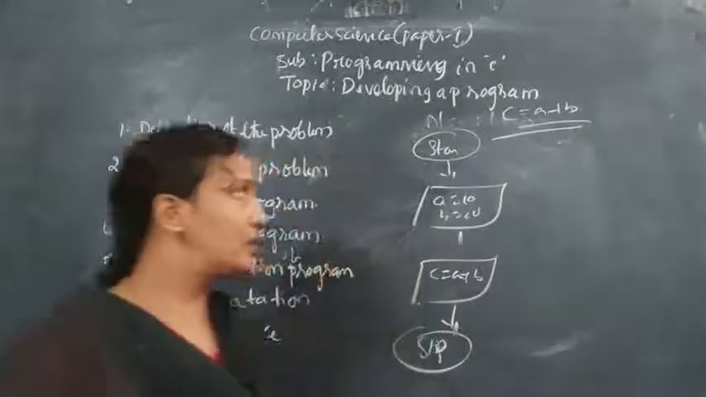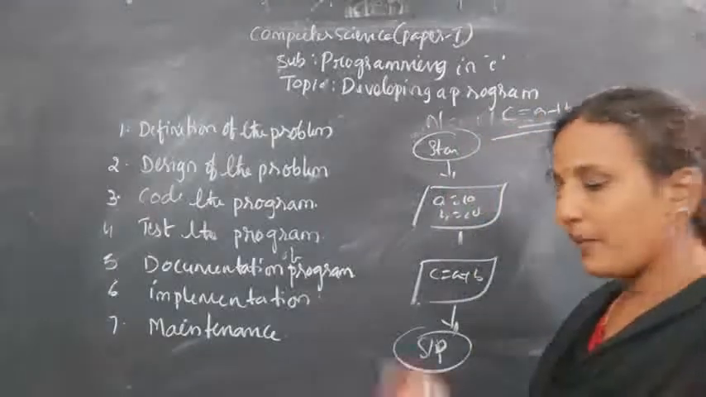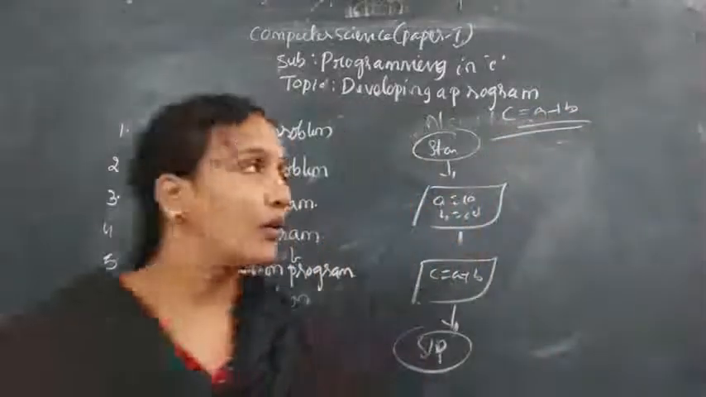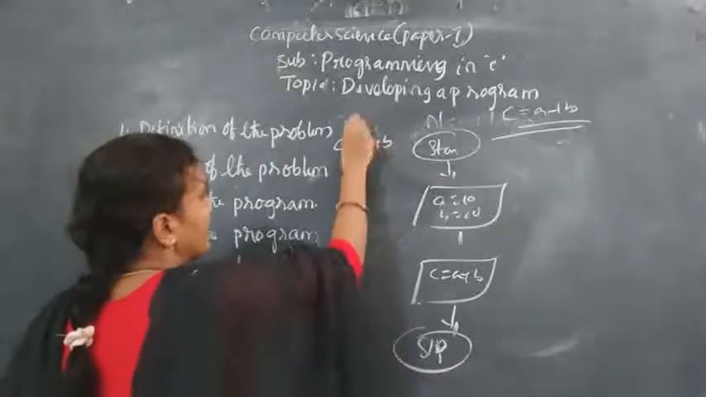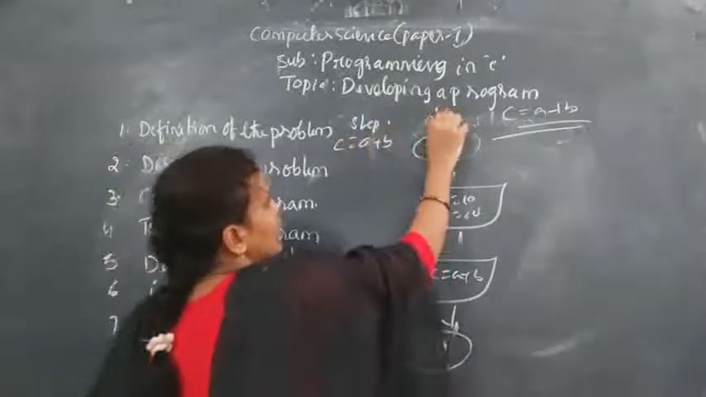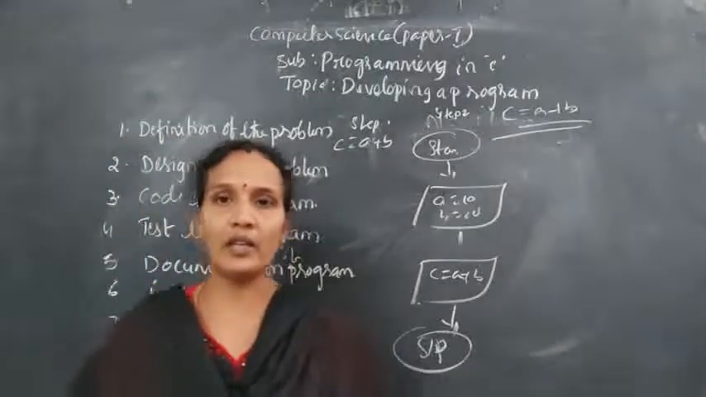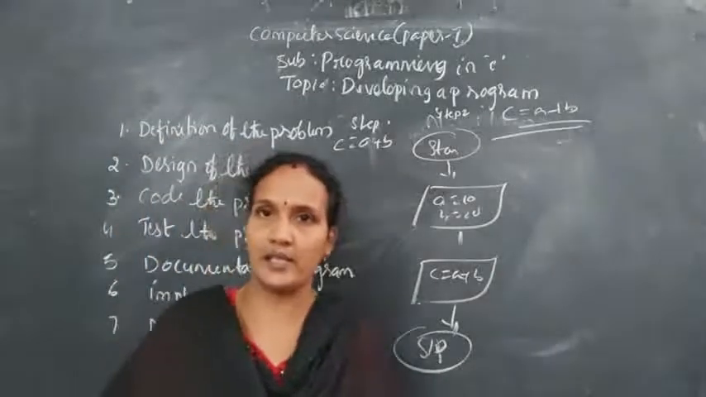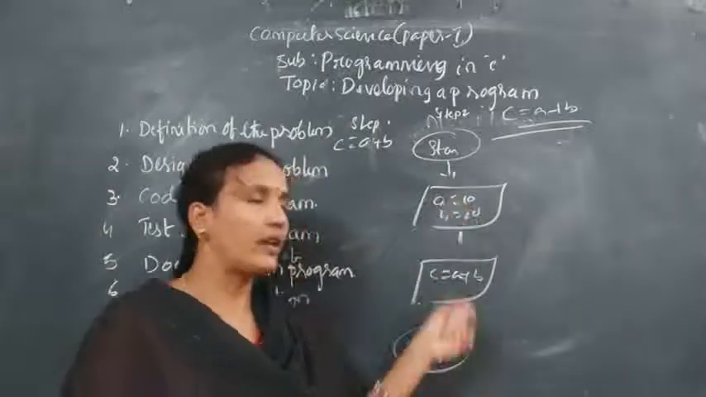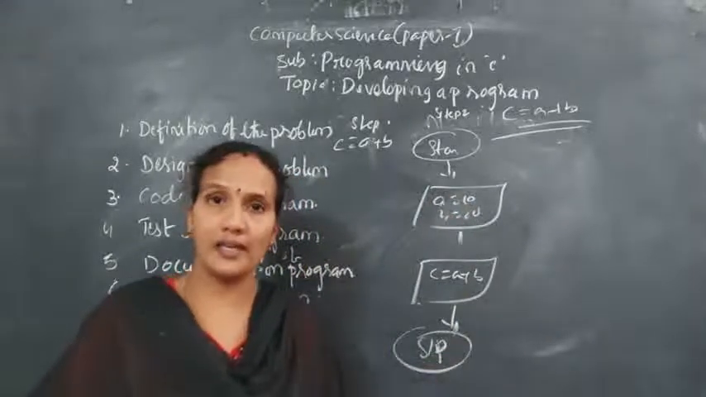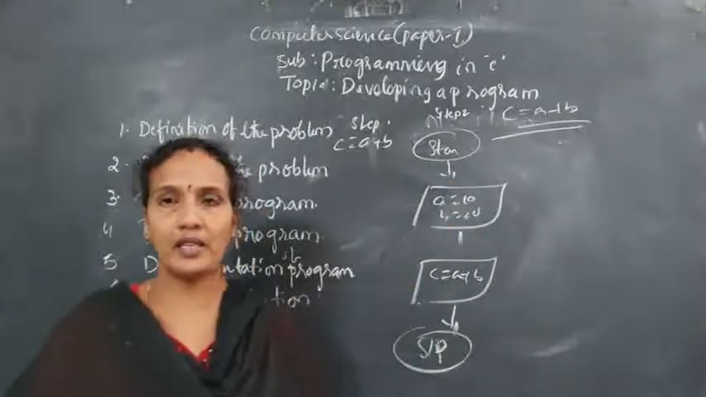Now come to the third one. In the third step, what I have given is: code the program. Example, in the first step I have given C equals A plus B. This is step 1, this is step 2. Next comes step 3. Whatever requirements you have given in the first step, based on that we give the model in the second step. Whatever model you have given, based on that we write the program in the third step. That is nothing but the code.